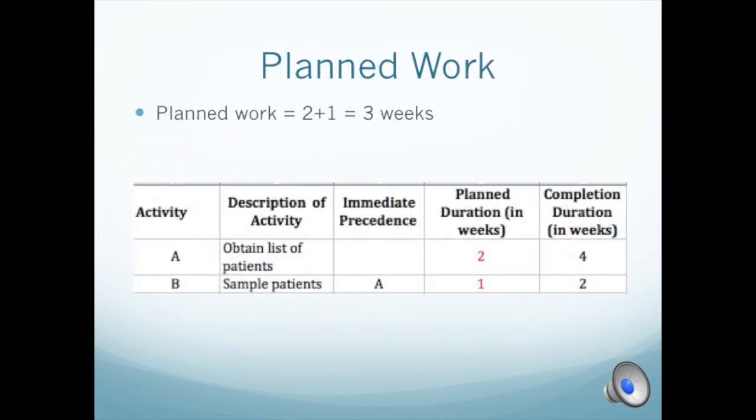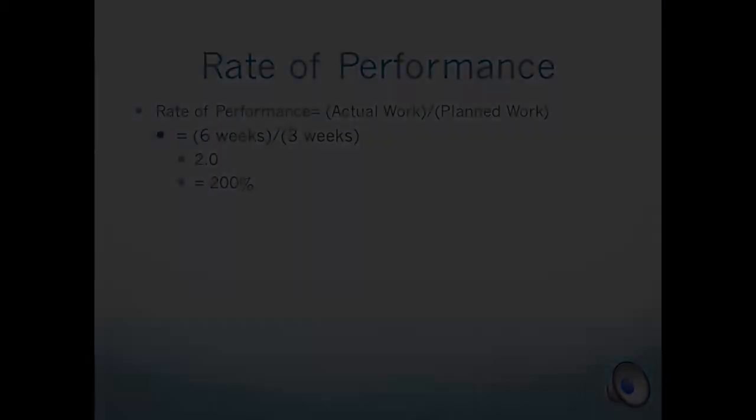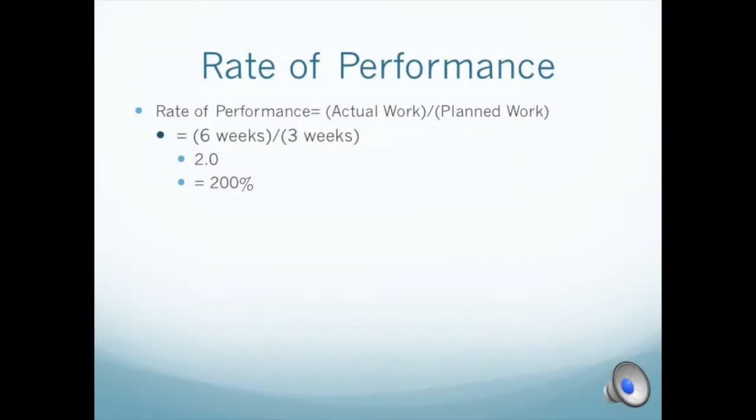To find the planned work, we're going to do the same thing. We're going to look at the planned duration for activity A and the planned duration for activity B. Add it up, 2 plus 1 equals 3 weeks. To find the rate of performance, we have to divide the actual work by planned work. In this example, it would be 6 divided by 3 equals 2, or 200% for rate of performance.